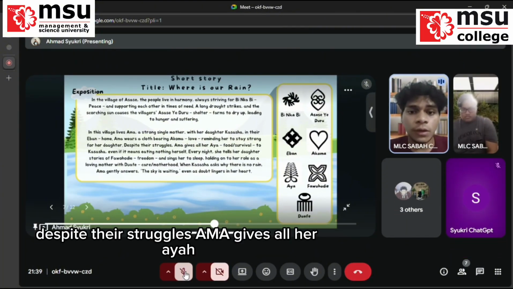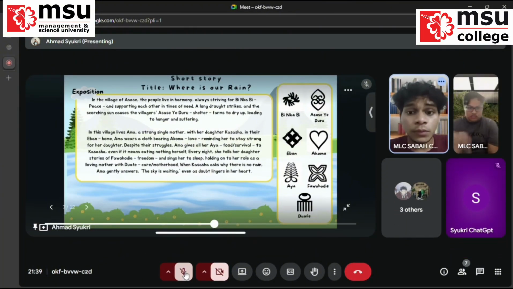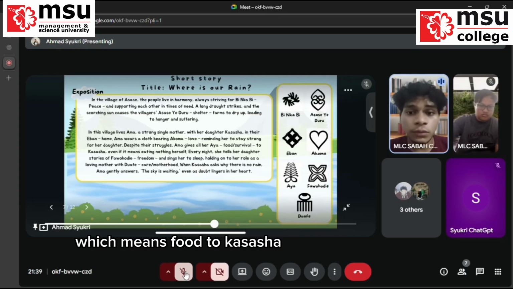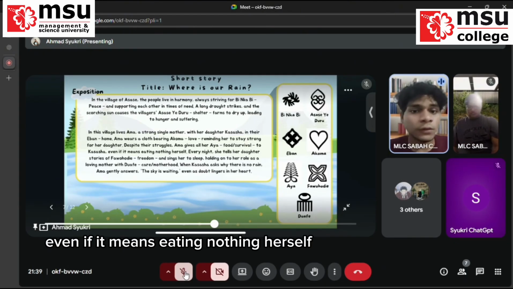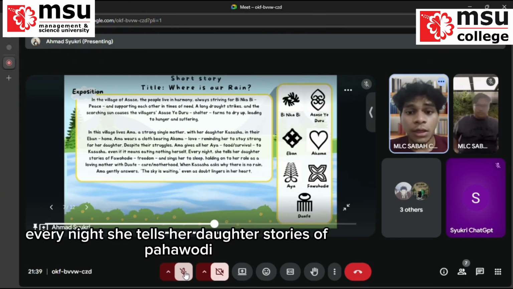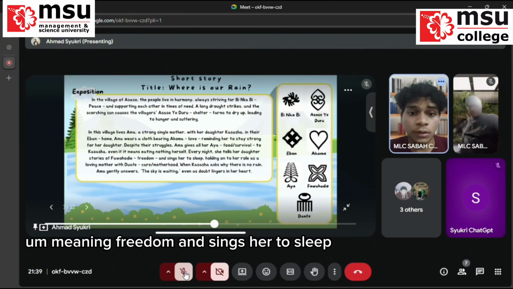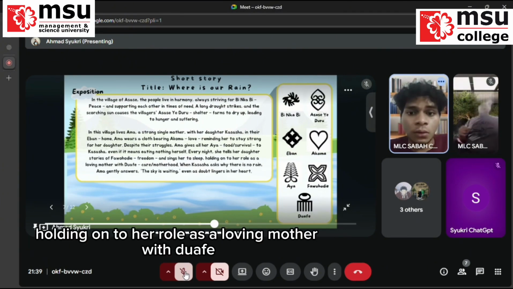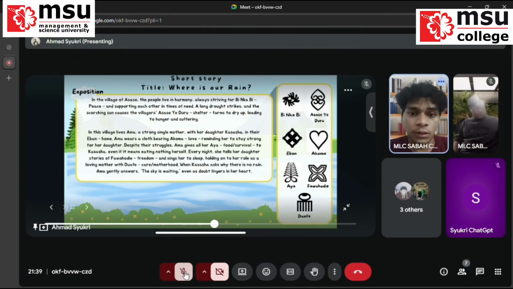Despite their struggles, Amma gives all her Aya, which means food, to Kasasha, even if it means eating nothing herself. Every night, she tells her daughter stories of Pawahudi, meaning freedom, and sings her to sleep, holding on to her role as a loving mother with Dwafe, meaning motherhood.